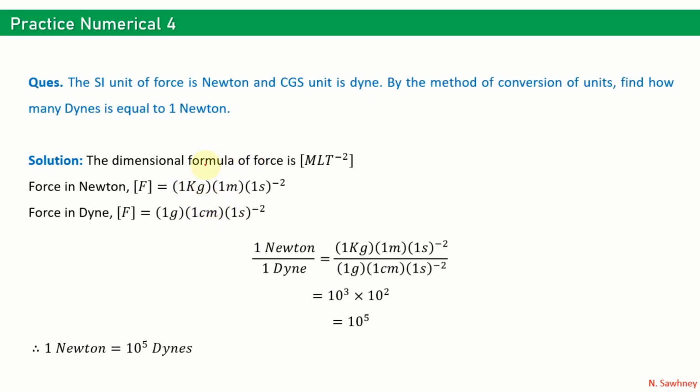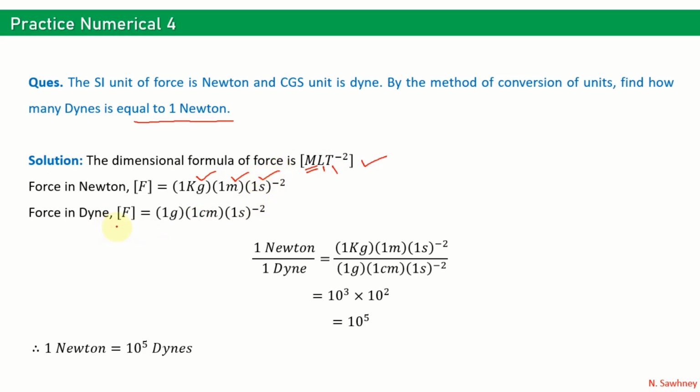Now let us solve the last question. The SI unit of force is Newton and the CGS unit is dyne. By the method of conversion of units, we have to find out how many dynes are equal to 1 Newton. The dimensional formula of force is MLT⁻², and when we are writing in terms of newtons, the SI unit of mass is kg, SI unit of length is meter and SI unit of time is seconds.